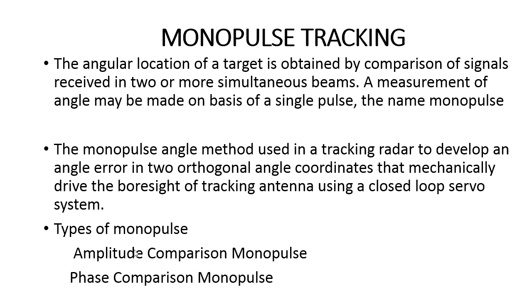And next is the types of monopulse. In the monopulse we have two types. One is called amplitude comparison monopulse, the other one is phase comparison monopulse. In the amplitude comparison monopulse, again we have two sub types. One is called one angular monopulse, the other one is called two angular monopulse, that we will discuss in the next slide.